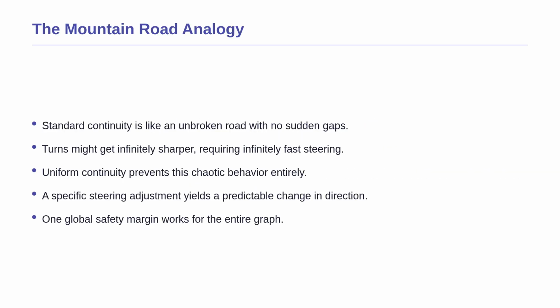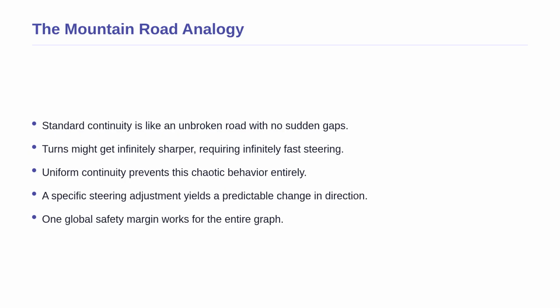Now that we know our topic, let us build some intuition. Imagine you are driving a car on a winding mountain road. Standard continuity just means the road has no sudden gaps or cliffs. It is a single unbroken path. However, on this unbroken road, the turns might get sharper and sharper the further you drive, requiring you to spin the steering wheel infinitely fast to stay on track.